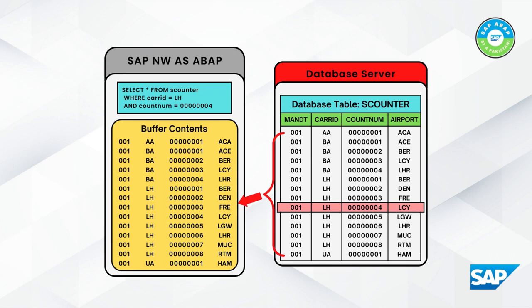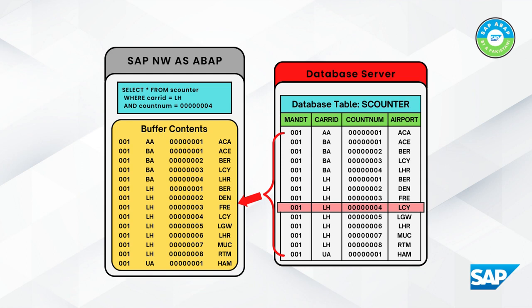When you decide whether to fully buffer a table, you must take the table size, the number of read accesses, and the number of write accesses into consideration. The smaller the table is, the more frequently it is read, and the less frequently it is written to, the better it is to fully buffer the table.